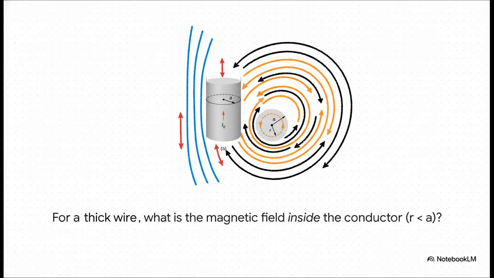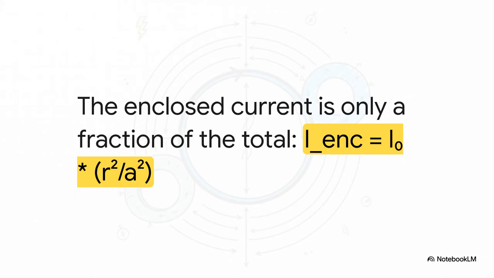But let's say we have a thick wire, and we want to know what the magnetic field is doing inside the conductor itself. All we have to do is draw a new Amperian loop, this time inside the wire, at a radius r that's smaller than the wire's total radius a. Now, here's the crucial little twist. Because our loop is smaller than the wire itself, we're not enclosing all of the current anymore. We're only enclosing a fraction of it.